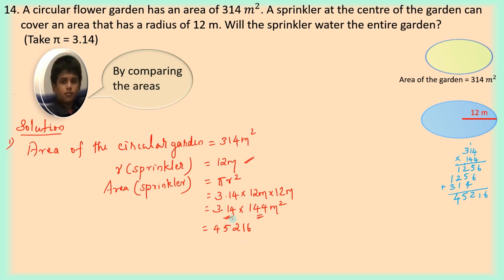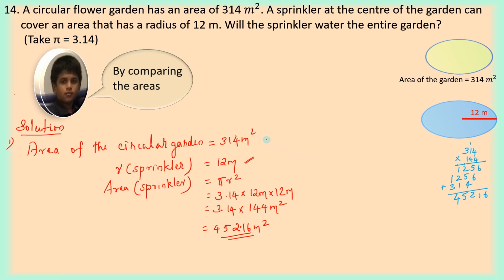Next, for putting the decimal, check the number of digits after the decimal in 3.14. There are 2 digits after the decimal, so in the answer from the rightmost digit, count 1, 2. Decimal comes here. That much meter square. That is the area that can be covered by the sprinkler. It is 452.16 meters square. Now let us compare the areas.